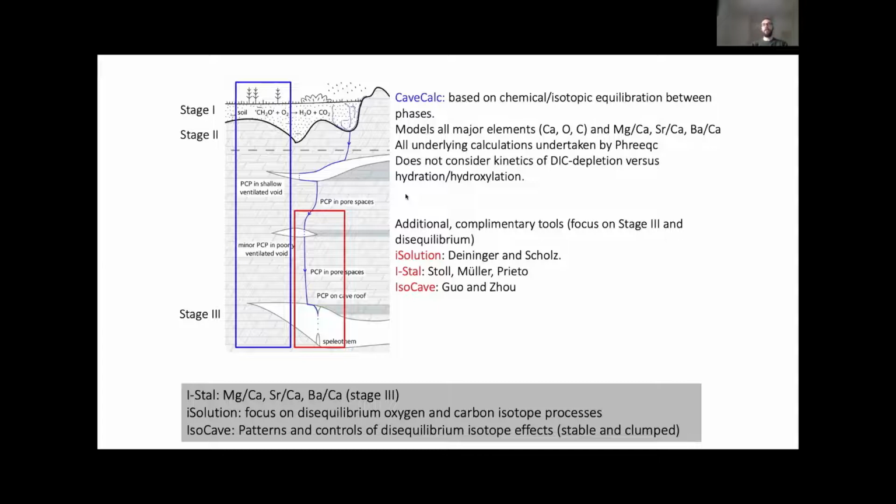FrigC is a very well established and respected geochemical tool. It doesn't consider the kinetics in the system, so for example, of DIC depletion versus hydration and hydroxylation. For that, there are alternative tools available, such as iSolution and IsoCave, for example. And there is an alternative trace element modeling tool, which is iStyle, listed here in the model. So those three very nice, complementary tools, highlighted in red, they tend to concentrate on stage 3.